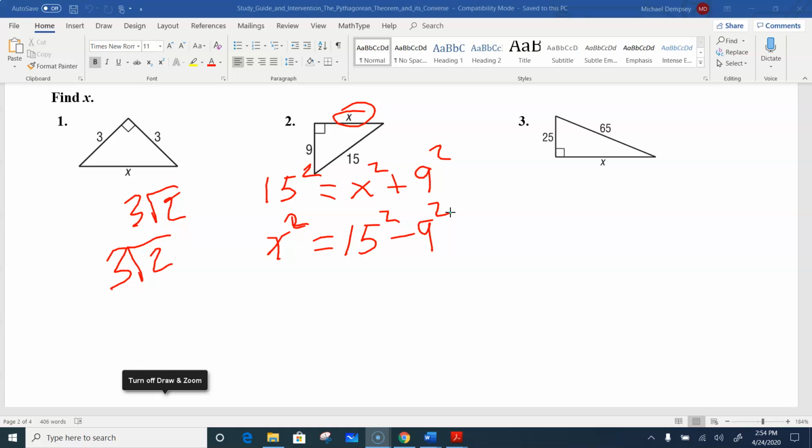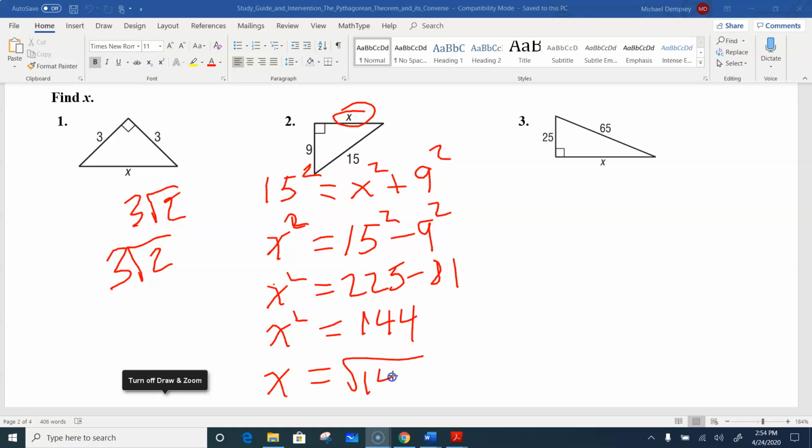Okay? So you're going to take 15 squared minus 9 squared. So I still have x squared. I haven't square rooted yet. This is 225 minus 81. When I subtract, I will get a perfect square. This is going to be 144. So that makes my life easy when I take the square root of 144 equals 12. Okay, so this triangle x would equal 12. That's what we're looking for there.